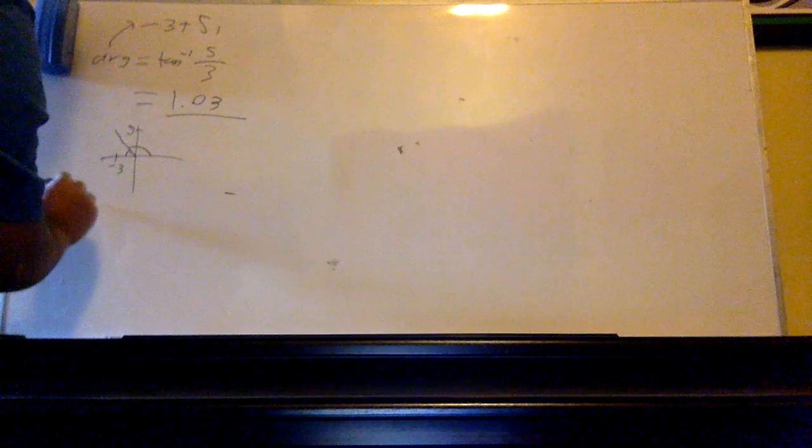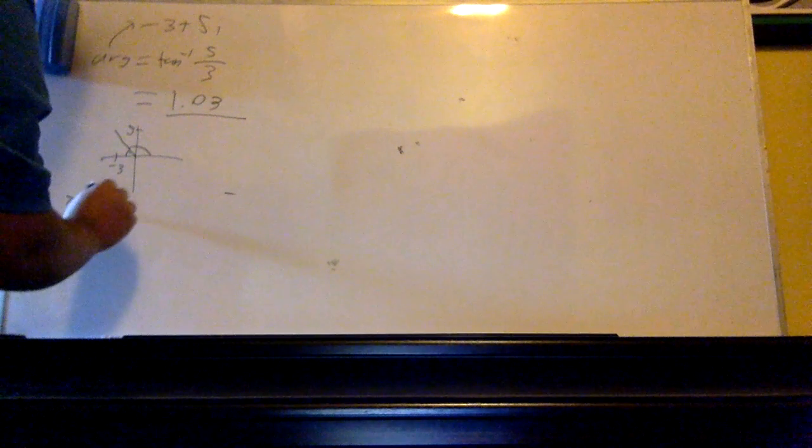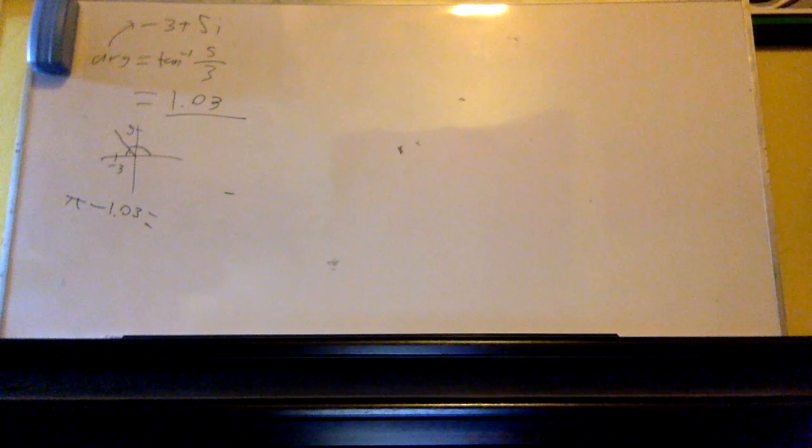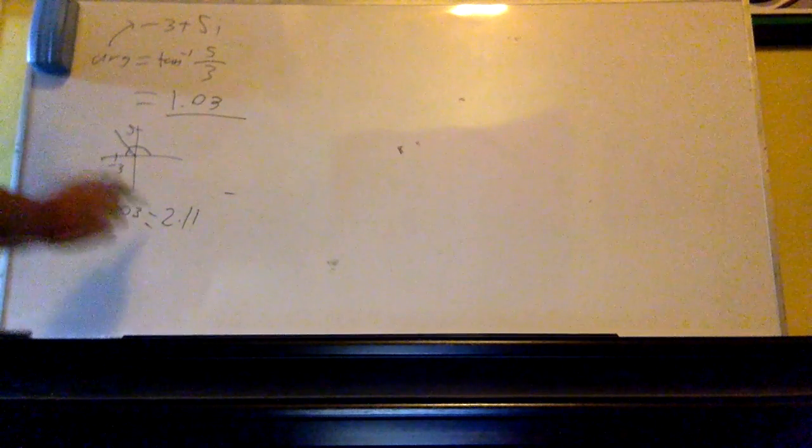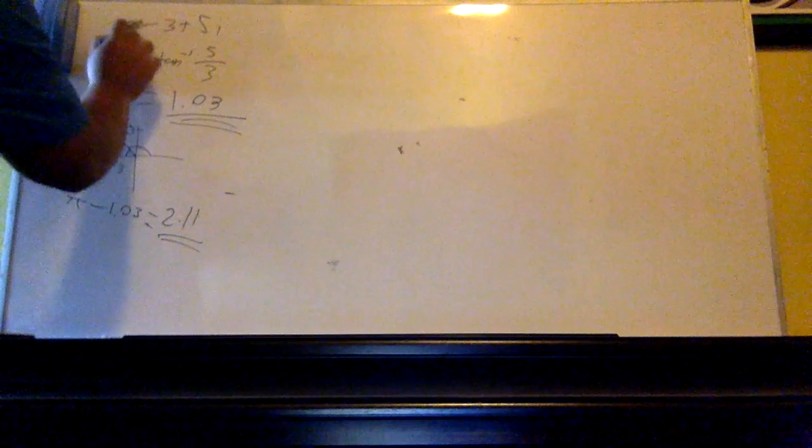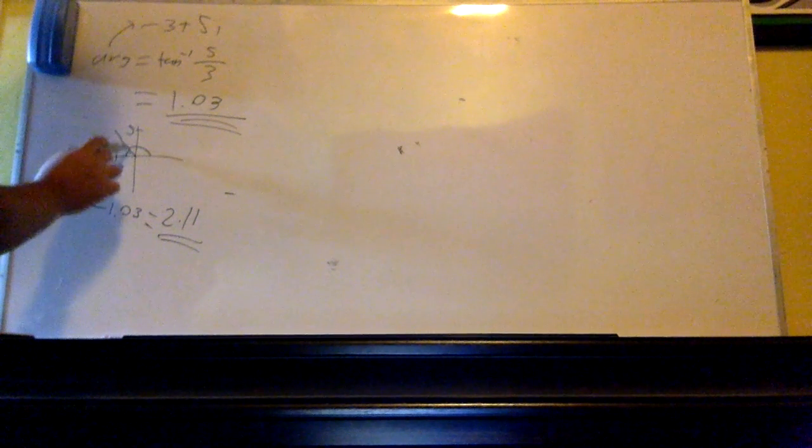So to find this angle, you would use pi minus 1.03, which would give you 2.11. So 2.11 is your final answer. You shouldn't take this because this is a negative and you would just be giving the wrong answer since it's this angle. But you are looking for this angle. Okay?